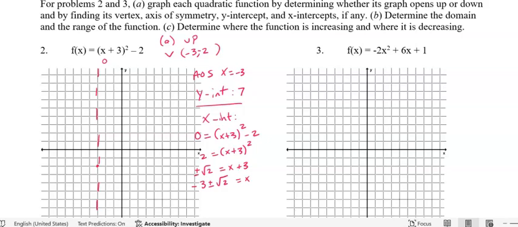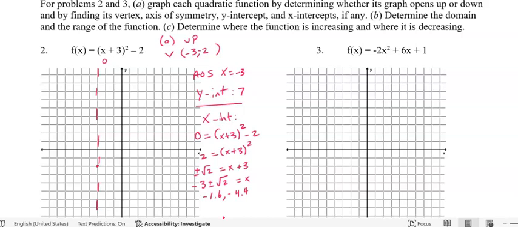And coming up with the decimal form, we could just go ahead and put that in our calculator. So -3 plus the square root of 2 is -1.6. -3 minus the square root of 2 is -4.4. All right, so we'll put that on our graph and finish the graph sketch.